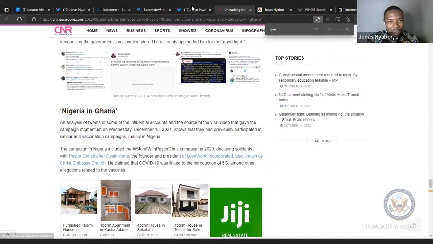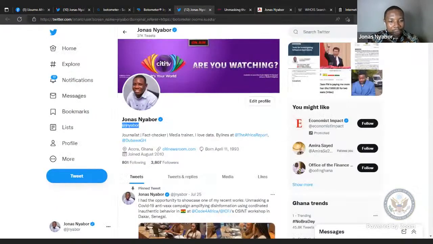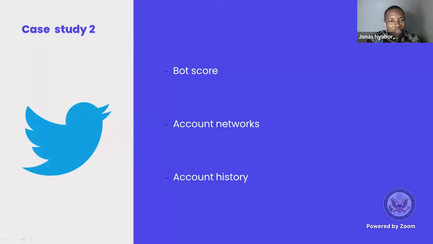So that is one of the things you can look at, and that is what I mean by looking at the page history. You can do that by using the advanced search feature on Twitter, which is also another thing for another presentation.